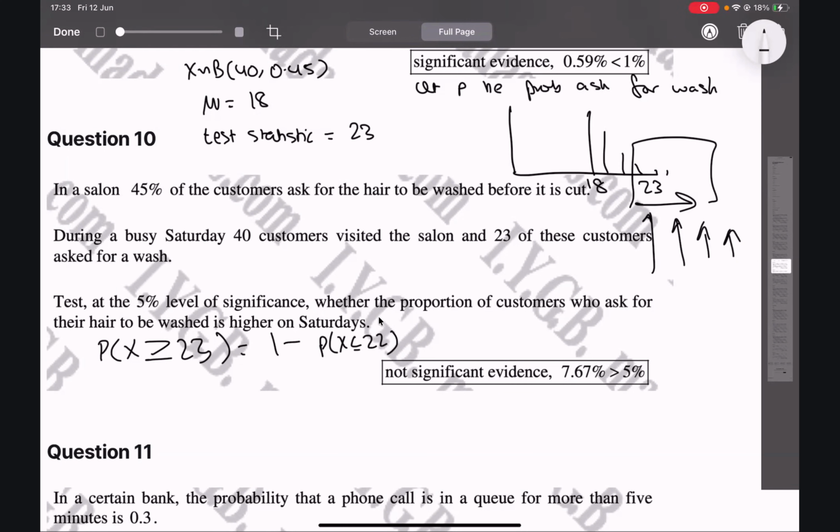and then you do 1 minus that, because everything apart from less than or equal to 22 will be more than or equal to 23. And you get 0.0767, so you'd put n as 40, p as 0.45. That's quite a high probability, isn't it? So is our model right or wrong?